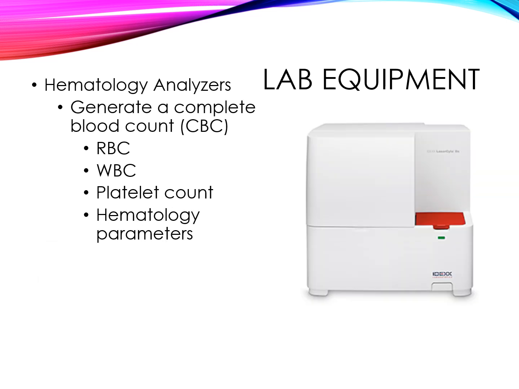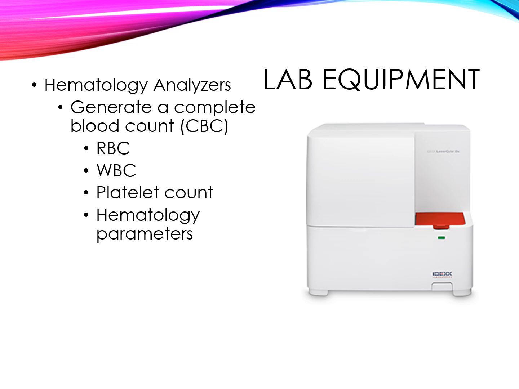One of the machines that you'll be using is the hematology analyzer. The hematology analyzer is the machine that runs your CBC, or complete blood count. So it counts the amount of red blood cells, it counts the white blood cells, and it counts the platelets. And then it also measures parameters of those cells.